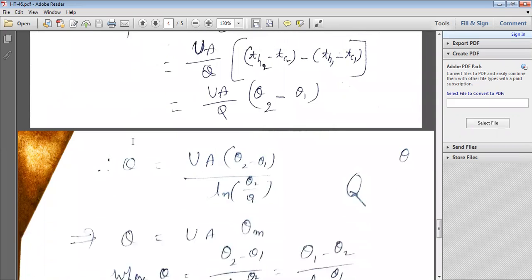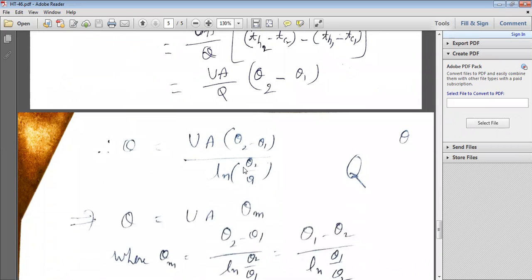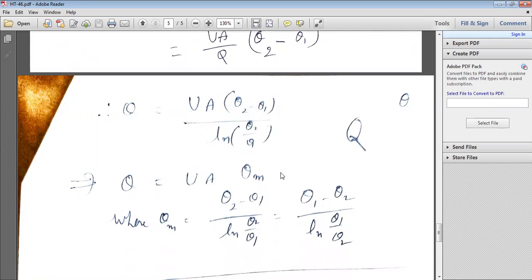Here, Ln theta 2 by theta 1, you take the right hand side, then that becomes 1 by Ln theta 2 by theta 1. Finally, heat transfer rate Q is equal to UA theta 2 minus theta 1 divided by Ln theta 2 by theta 1. This implies the final overall total heat transfer rate Q is equal to UA into theta mean, that is LMTD, where theta mean is equal to theta 2 minus theta 1 divided by Ln theta 2 by theta 1.